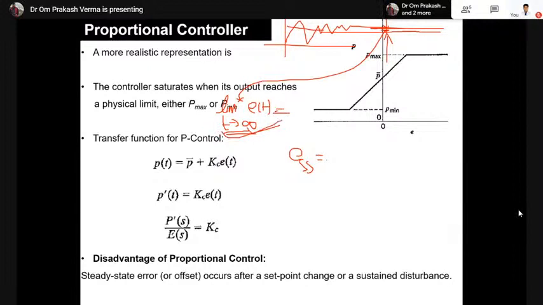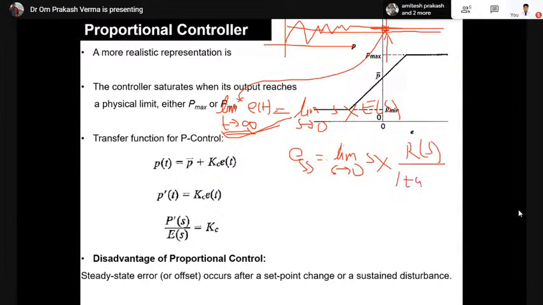Or when you apply the final value theorem of the Laplace, you get the limit as s tends to 0 of s times E(s). And what is E(s)? E(s) is nothing but R(s) upon 1 plus G(s)H(s), right? So just put in the value: limit as s tends to 0 of s times R(s) upon 1 plus G(s), right? And just calculate whatever we have written previously.